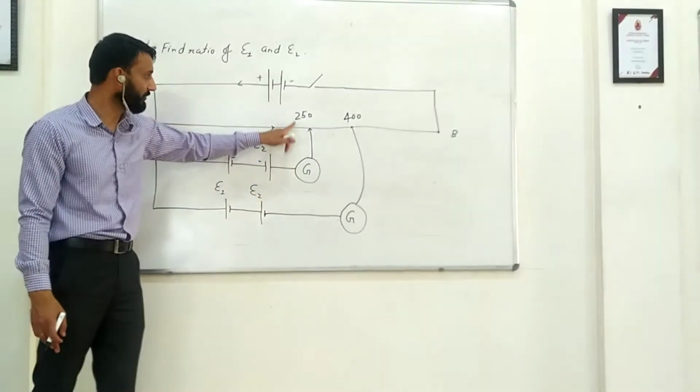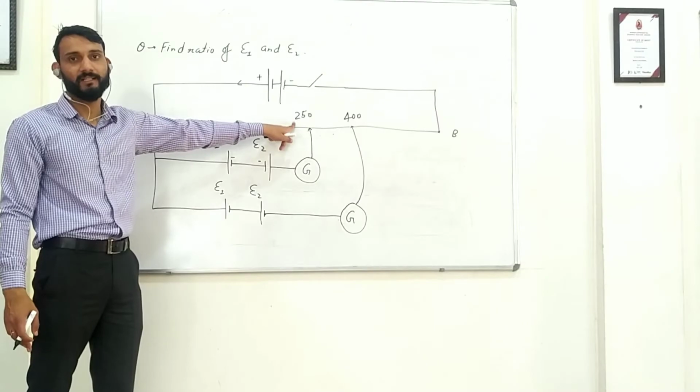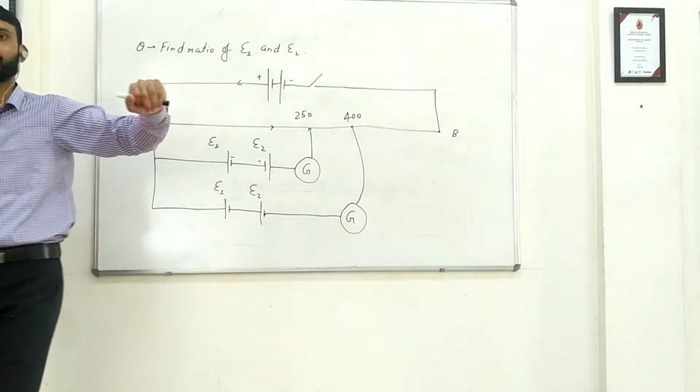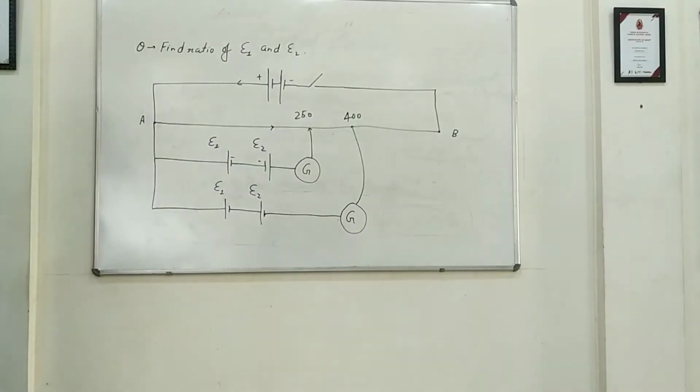The balancing length comes out to be 250 centimeter. Now this must be a 4-wire potentiometer. Okay, 4-wire potentiometer.